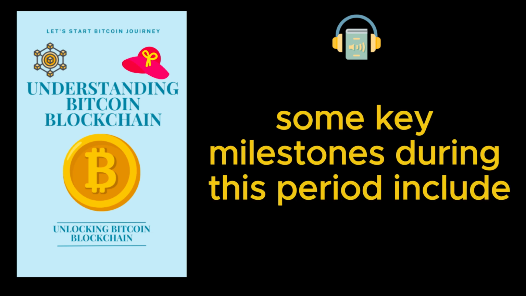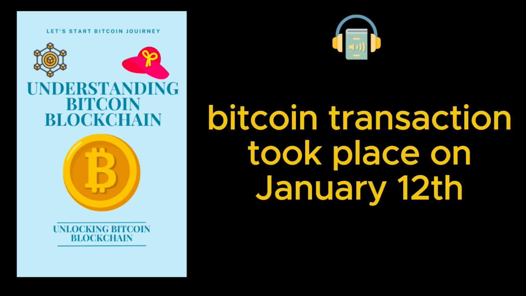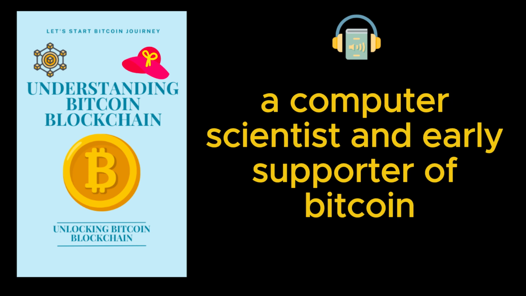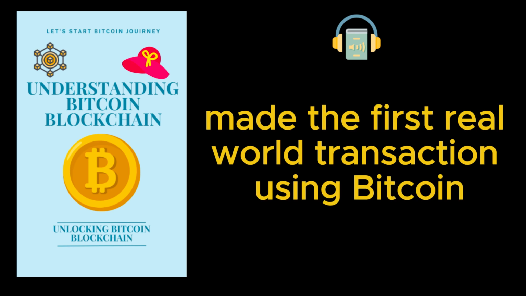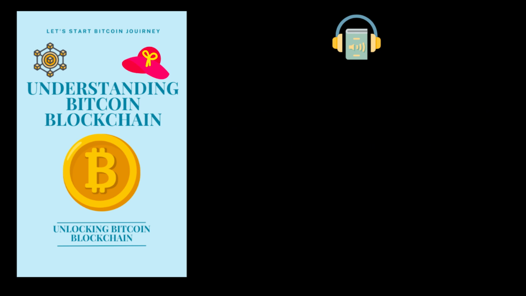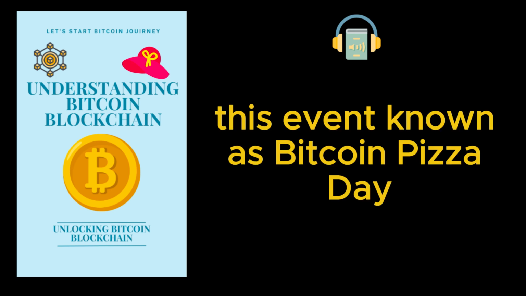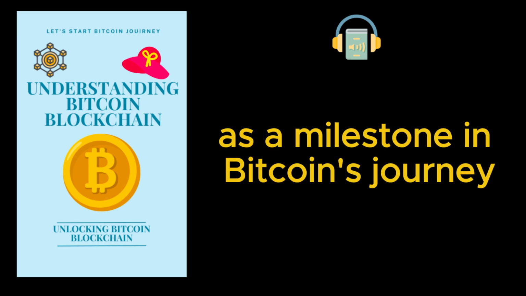Some key milestones during this period include: First transactions. The first Bitcoin transaction took place on January 12, 2009, when Nakamoto sent 10 Bitcoins to Hal Finney, a computer scientist and early supporter of Bitcoin. Pizza Day. On May 22, 2010, Laszlo Hanyecz made the first real-world transaction using Bitcoin, purchasing 2 pizzas for 10,000 Bitcoins. This event, known as Bitcoin Pizza Day, is celebrated annually as a milestone in Bitcoin's journey.